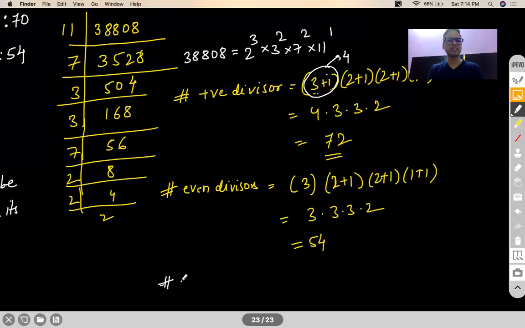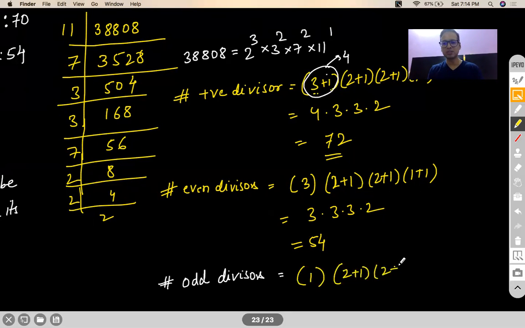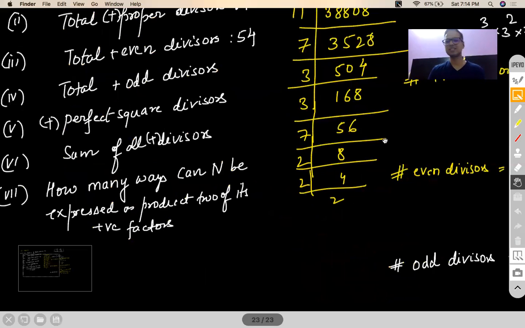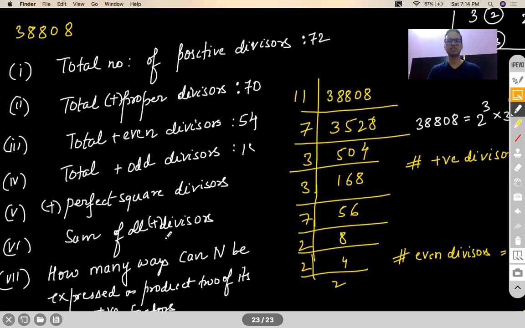In the same way, if I have to think from scratch how to pick odd divisors, then ensure that you don't pick up any 2. So one way to pick up no 2, and again 2 plus 1, 2 plus 1, 1 plus 1 to pick up the others. So that answer would be 3 into 3 into 2, which is 18. So let's say, sir, you should have done 72 minus 54. Yes, I could have done that, but I wanted to treat this from scratch. So why 1? Because no 2 should be picked up. If you pick up a 2, the factor will become an even number that you don't want. So 18 ways to odd divisors.